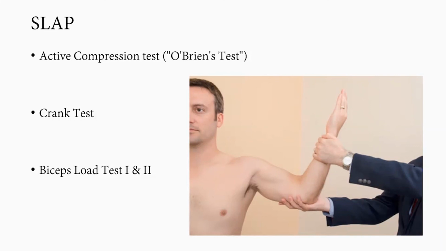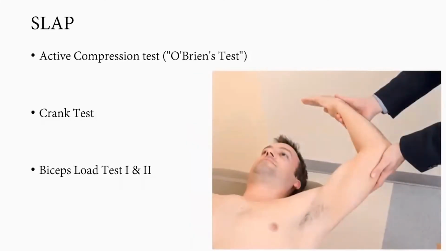Another test is the biceps load test 2, which is done in patients not having a history of anterior instability. Here we have an abduction of 120 degrees and maximum external rotation, and elbow flexion against resistance produces pain inside the joint.